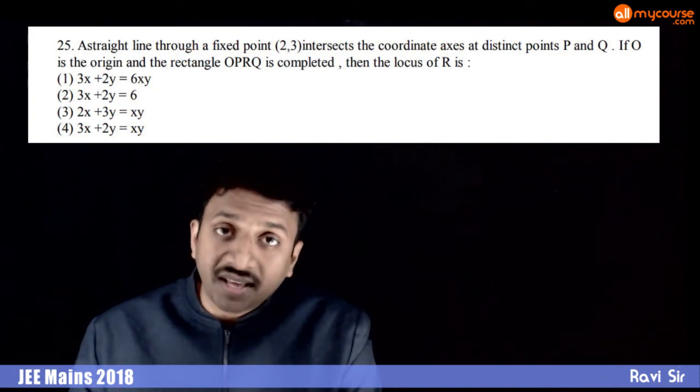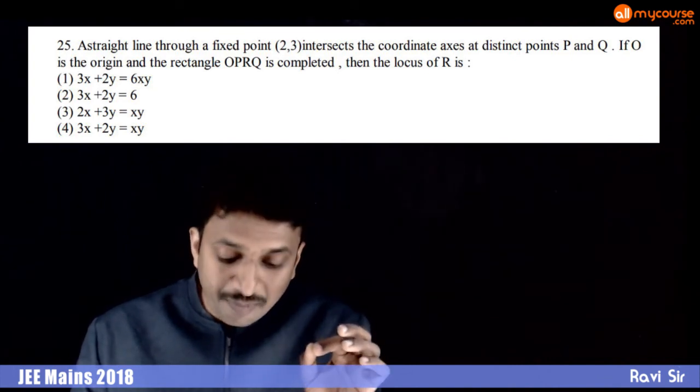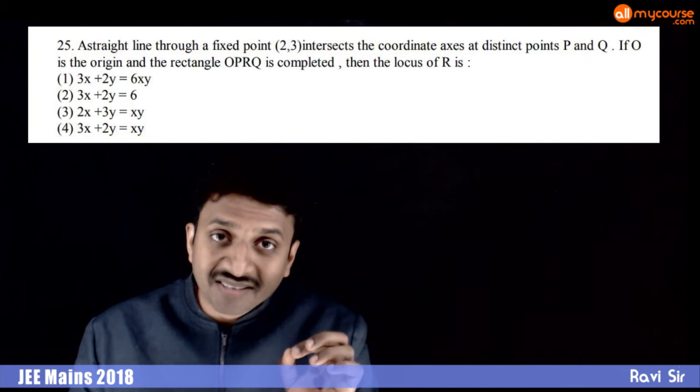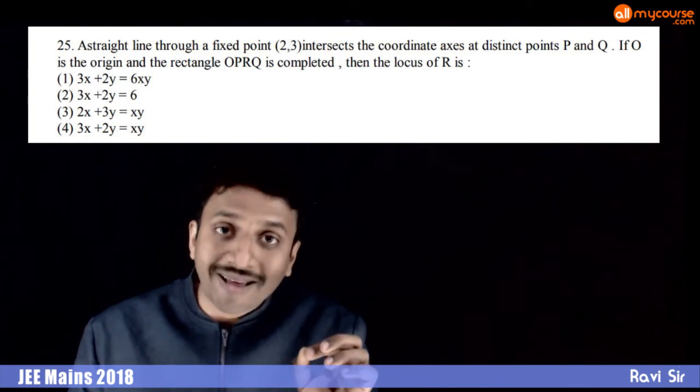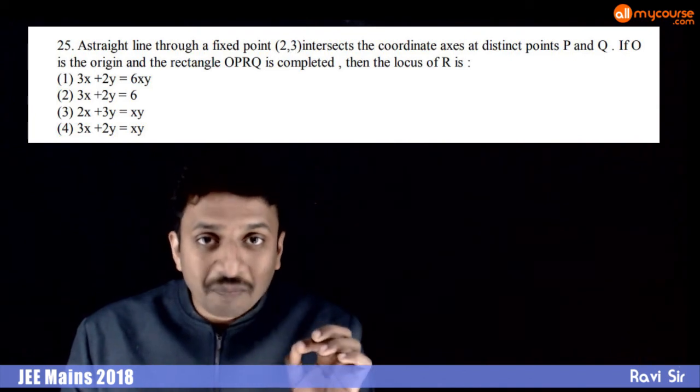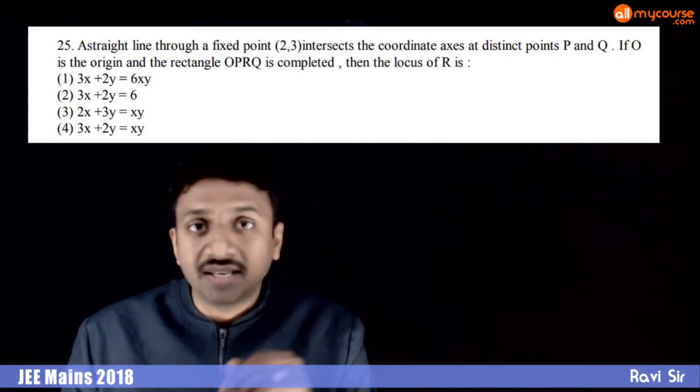The answer to this is 3x + 2y = xy. 3x + 2y = xy is the answer to this question. Let's go to question number 26.